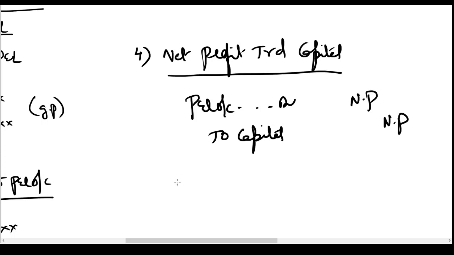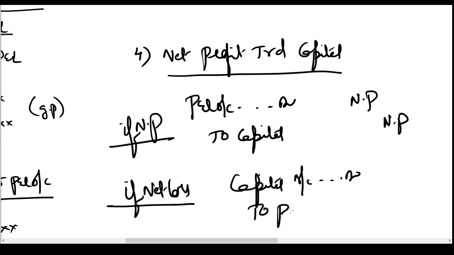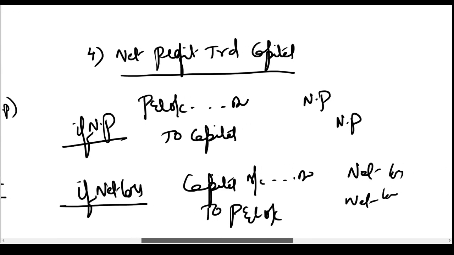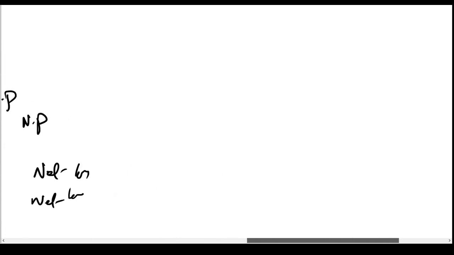If there is a net profit, this is the entry. If there is a net loss, the entry would be capital account debit to profit and loss account with the amount of net loss. So by passing these entries, we prepare the closing of the P&L account, and the incomes and expenses are closed.